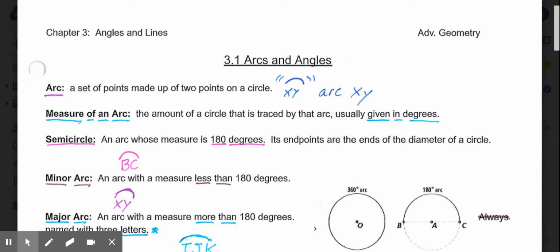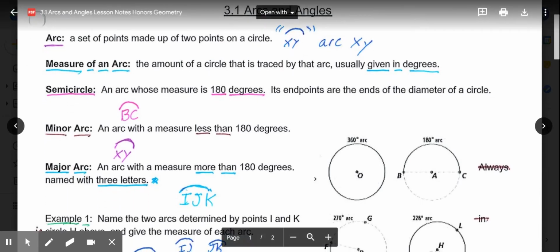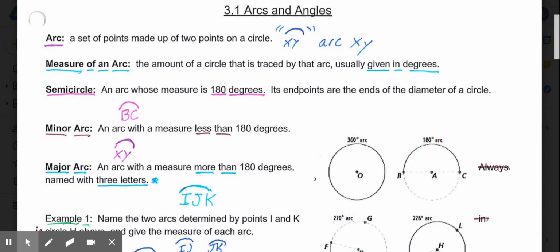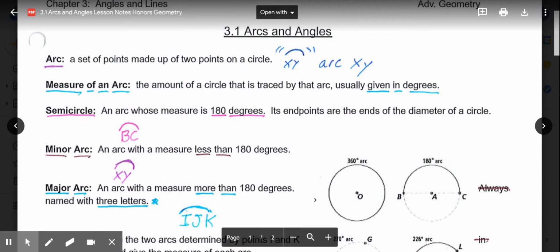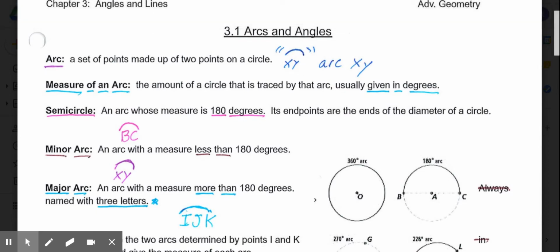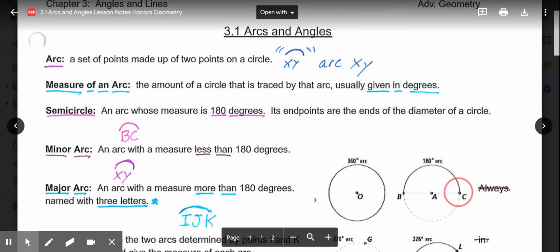Now, the measure of an arc is given in degrees, and it's the amount of the circle that's traced by the arc. So if I'm looking down here at circle A, and we have arc BC, it traces half that circle, so it's a 180-degree arc. Then a semicircle is a special arc whose measure is 180 degrees. So arc BC is also a special arc known as a semicircle, and the endpoints are the diameter of the circle. So if I'd connect B to C with a line segment through the circle, it would create the diameter of the circle.